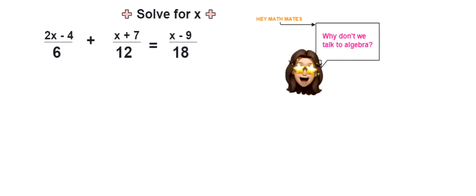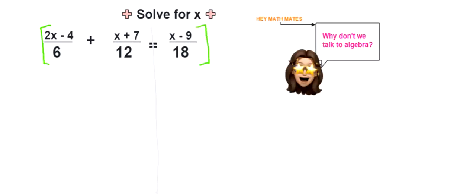Solve for x. 2x minus 4 divided by 6 plus x plus 7 divided by 12 equals x minus 9 divided by 18. First thing we're going to do is make that line right through the equal sign to separate the two sides. Then we're going to eliminate the fractions. So I'm going to put a bar around the whole thing.